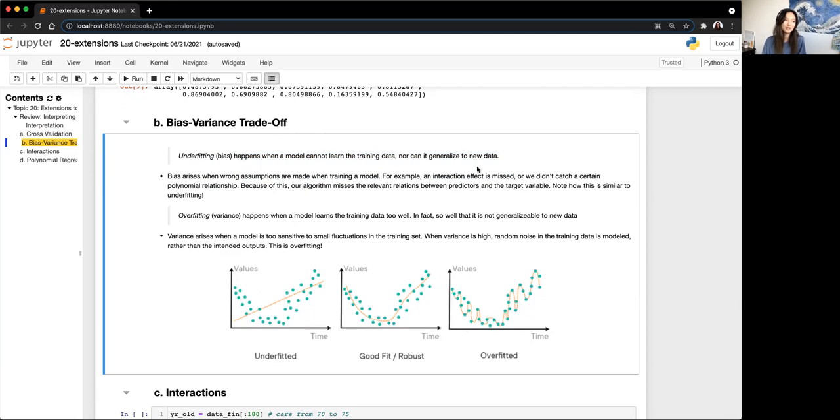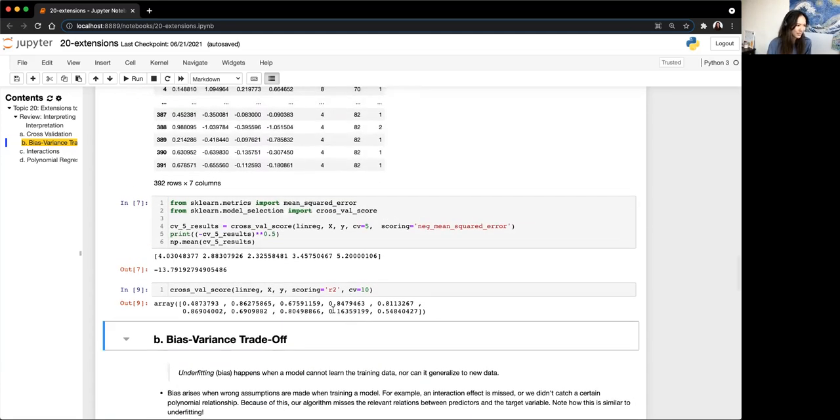Now, overfitting happens when the model learns the training data too well, to a point where it's not generalizable to new data. Variance arises when a model is too sensitive to small fluctuations in the training set. When variance is high, random noise can be modeled rather than the intended outputs, and therefore it's overfit. In this example, where at some point we get an R2 of 0.16, it's likely that this model was overfit to something in these parts of the train test split. There are either some outliers or some patterns that were not accounted for in this set of data.